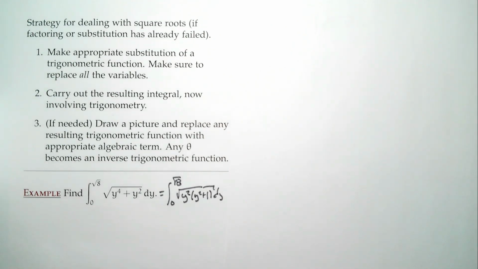Now what can you do? Well, square root of y squared plus 1 you can't do much. What about square root of y squared? Well, you're asking me why because we want to make progress. Yeah, square root of y squared just becomes y. So 0 to root 8 of y square root of y squared plus 1 dy.